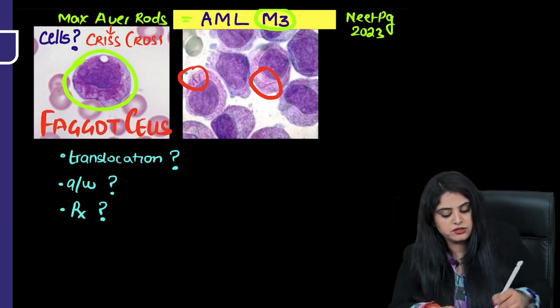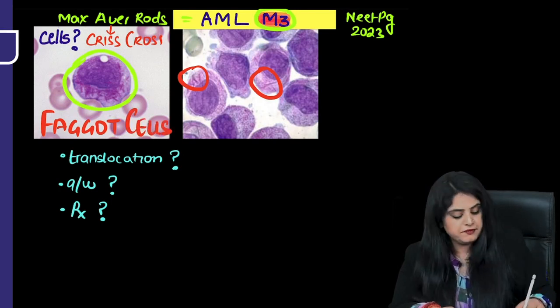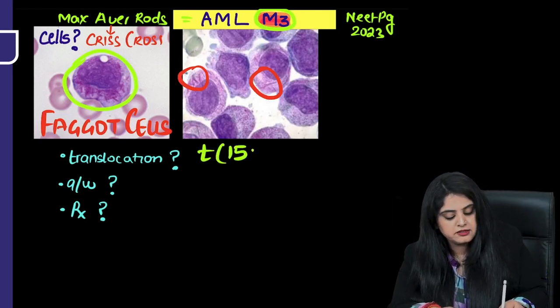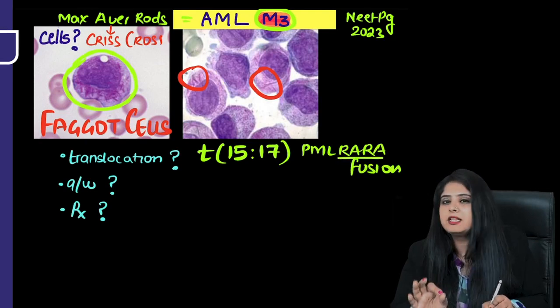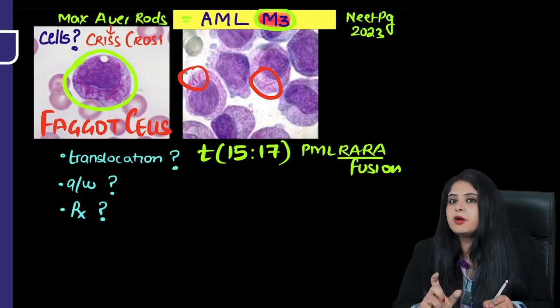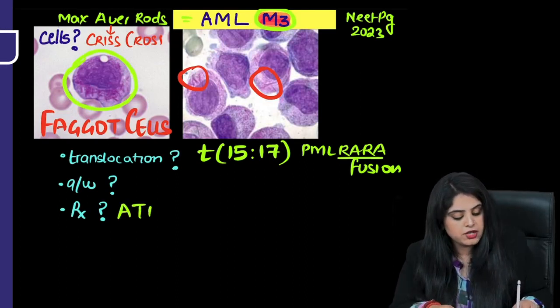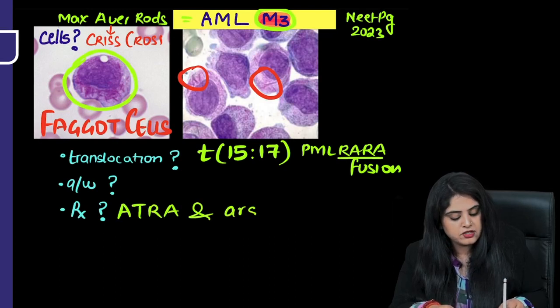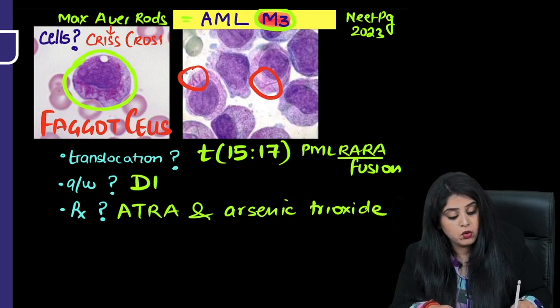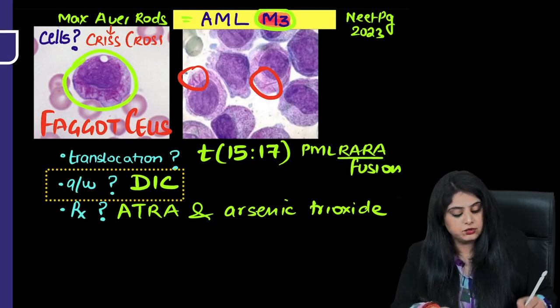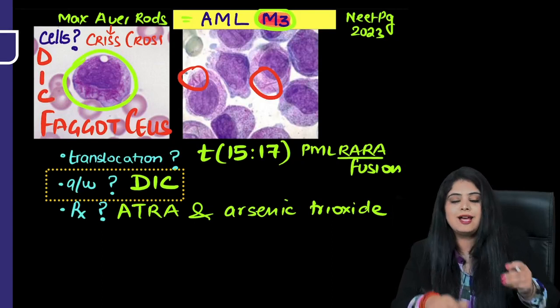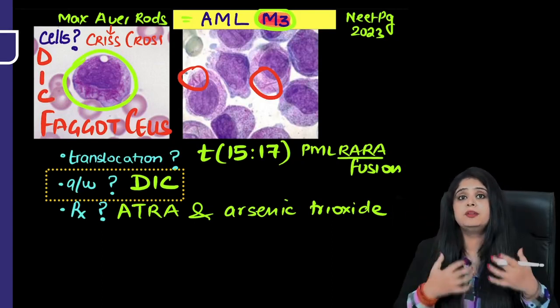So can you tell me some questions? AML M3, translocation 15;17, it is going to be a PML-RARA fusion. PML-RARA means retinoic acid, there is some problem with retinoic acid. So the treatment will be all-trans retinoic acid and arsenic trioxide. All-trans retinoic acid and arsenic trioxide. This is the only leukemia, label it out, the only leukemia to be associated with DIC. So these two, faggot and DIC, memorize them, put it in your system, absorb it within you.